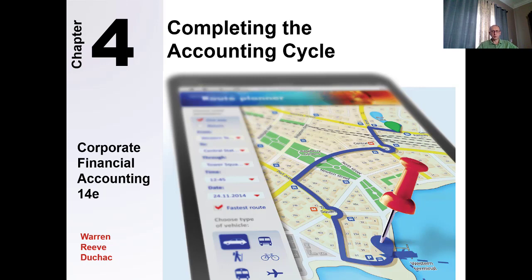In this video, we're going to be going over Chapter 4, which is about completing the accounting cycle. So basically, with this chapter, we're covering everything we need to know about accounting. So you might be guessing, what are we going to be covering in the remaining chapters? It's just going to be more details. So we're going to be going over more details of different account classifications that we have.